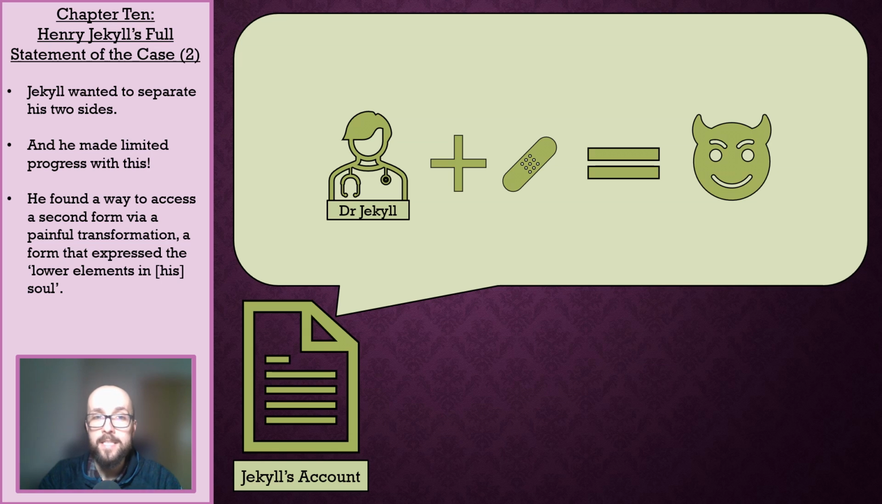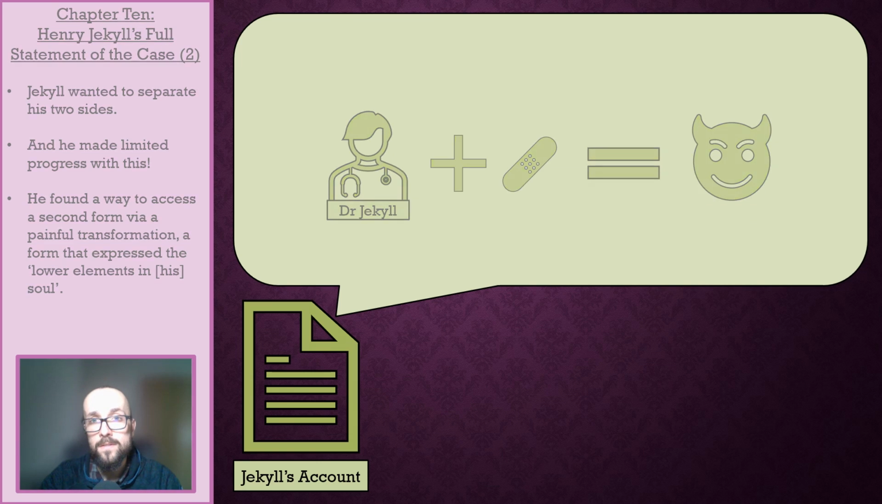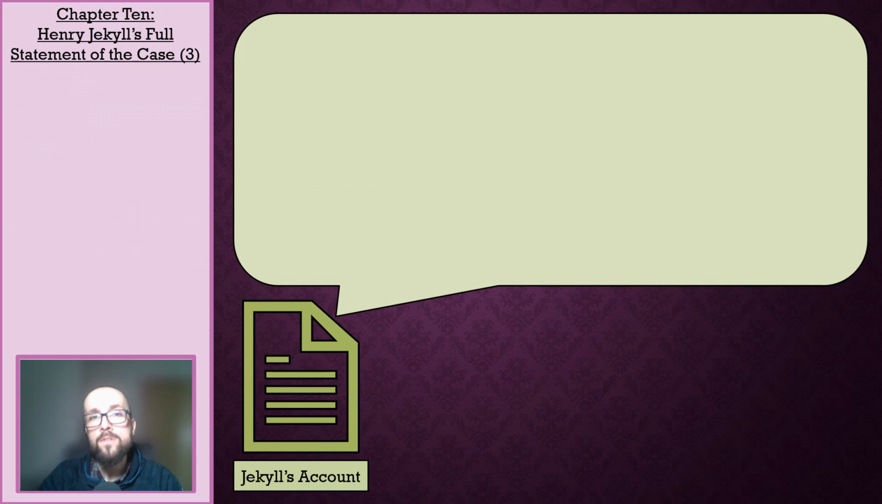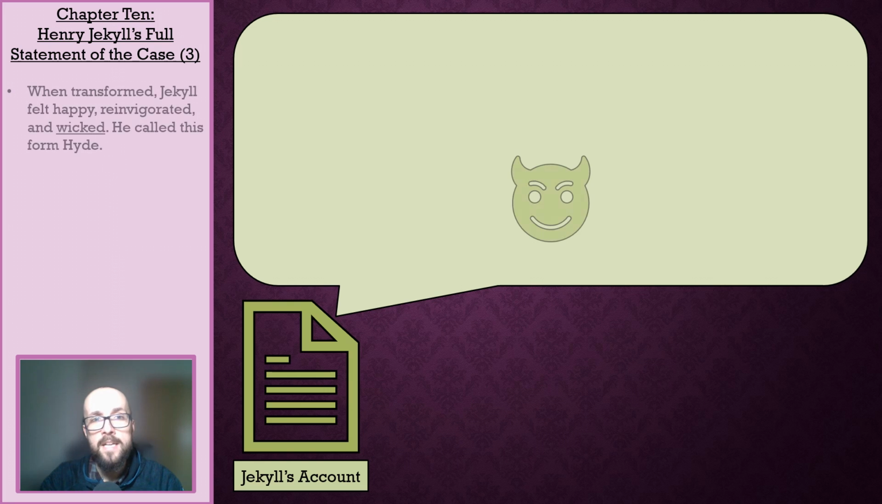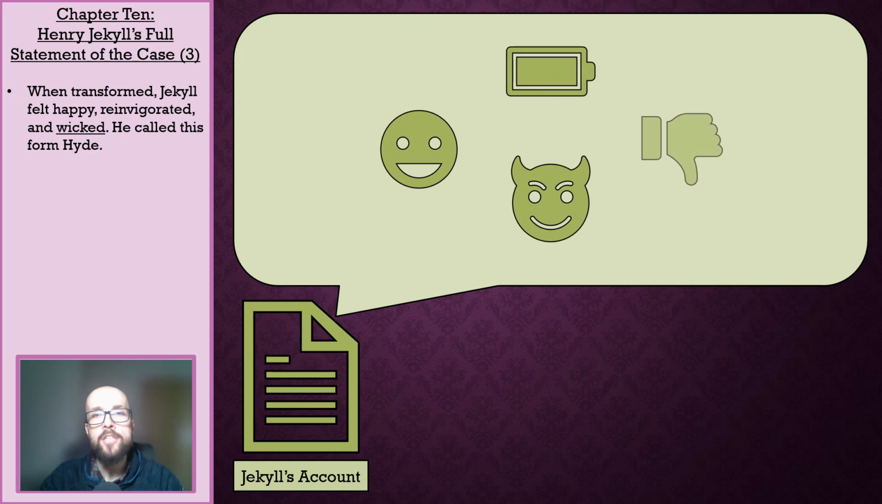A form that expressed the lower, or in other words, the eviler and more depraved, elements in his soul. Once freed from the standards, reputation and public appearance of his original self, Jekyll felt happy, re-energized and ultimately wicked. He called this second form Hyde.